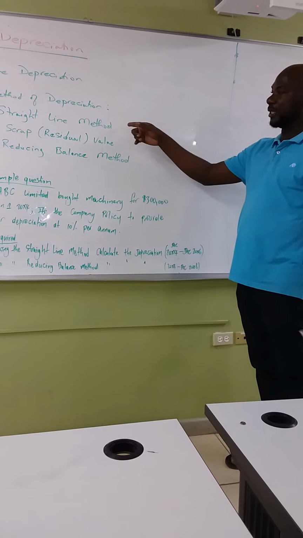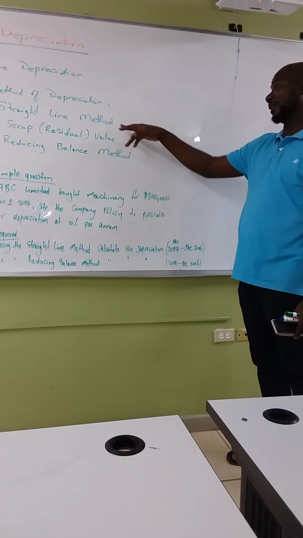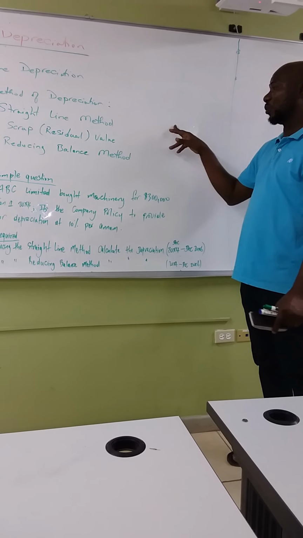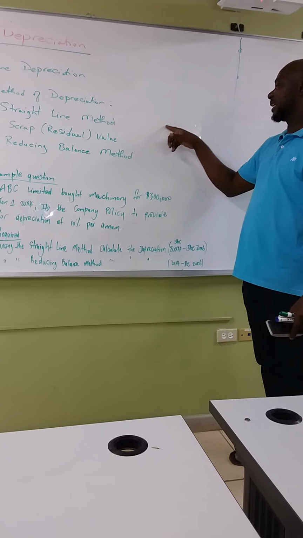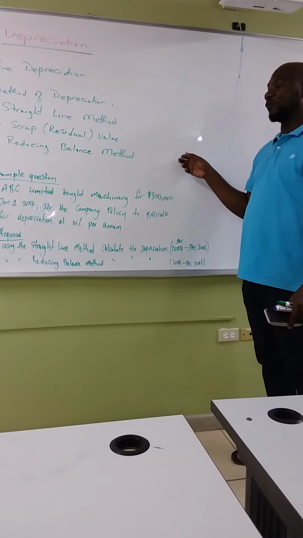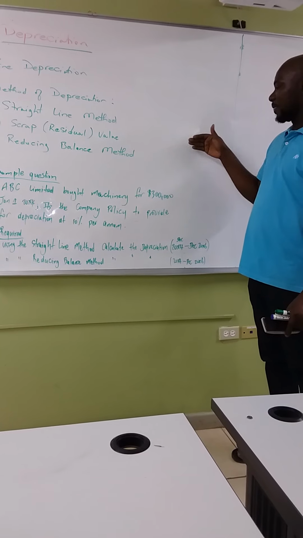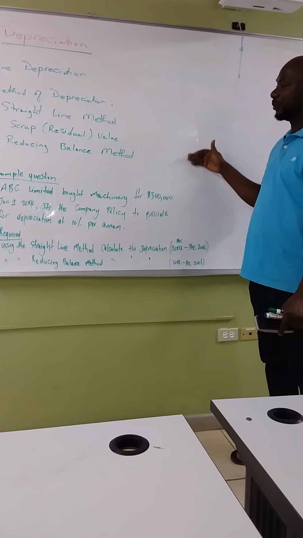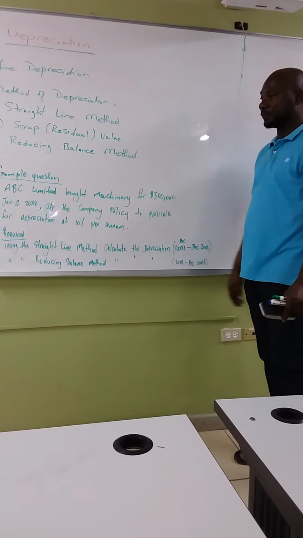Unlike the straight line method, where you're calculating on the cost price and the cost price only, thus giving you the same amount each year, the reducing balance method is calculated on the net book value, thus giving you a diminishing amount, an amount that reduces from year to year.